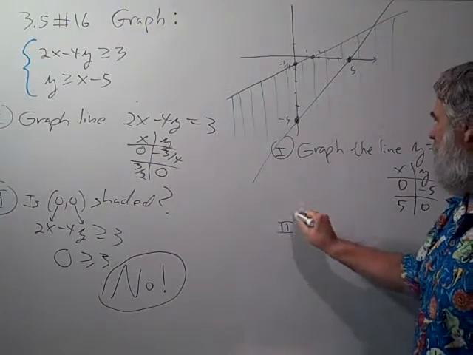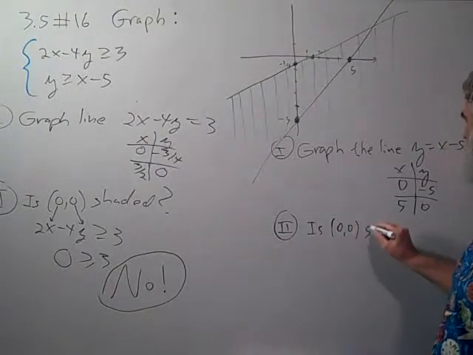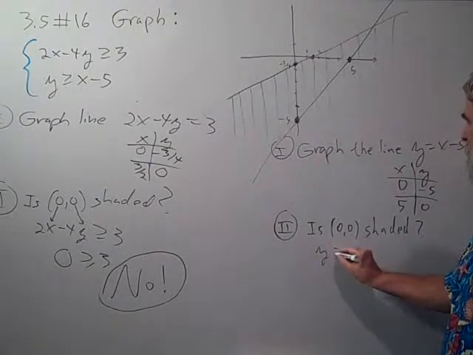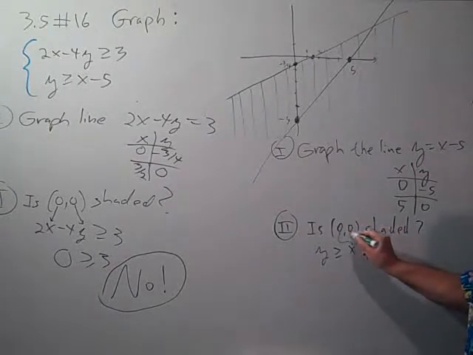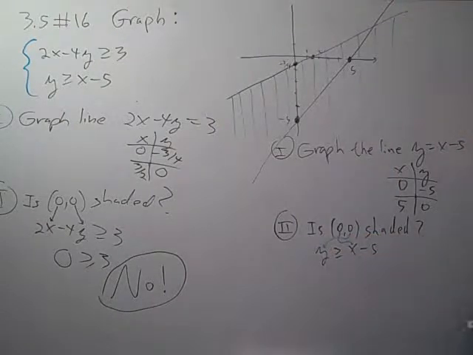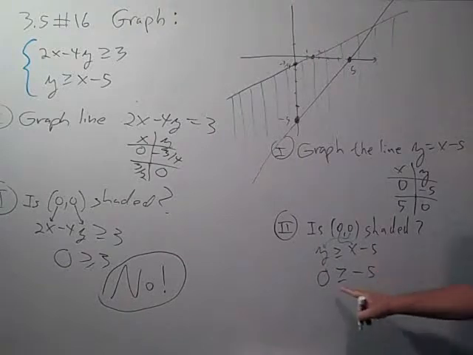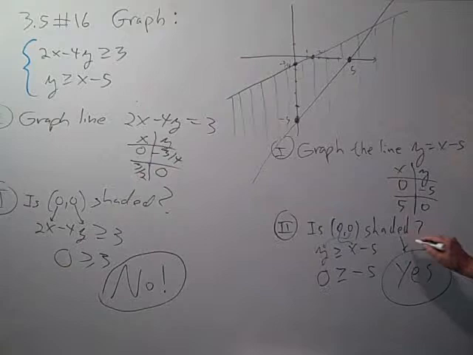So we ask, is the origin shaded for this inequality? The inequality was y bigger than or equal to x minus 5. So if you plug in x equals 0 and y equals 0, you get 0 bigger than or equal to 0 minus 5, negative 5. And 0 is bigger than negative 5. So the answer to the question here is yes. It's the upper side of that line.